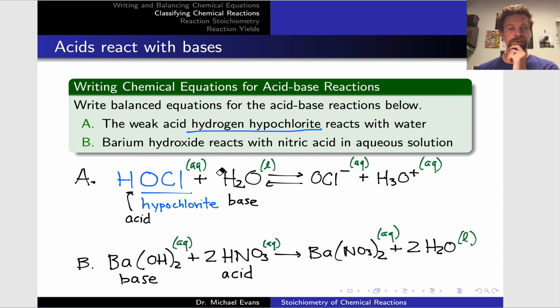And lastly, I'll just mention for both of these examples the phases involved. Everything's aqueous except for water. So we're talking about a reaction taking place in water involving dissolved solutes. The only time a different phase pops out is when we make or use a water molecule in these reactions.